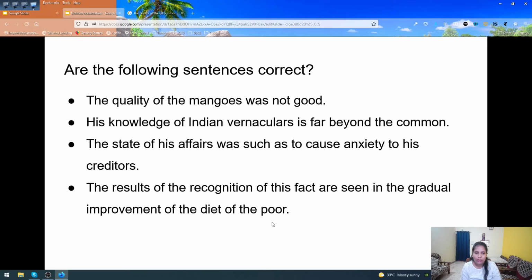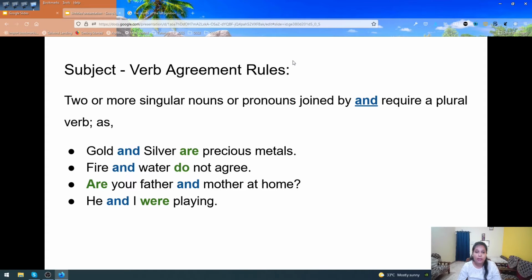Yes, so let us see some rules on subject verb agreement. Two or more singular nouns or pronouns. When there are two or more singular nouns or pronouns joined by and, they require a plural verb. So when our noun is singular or our pronoun is singular and they are joined by and, at that time our verb should be plural.